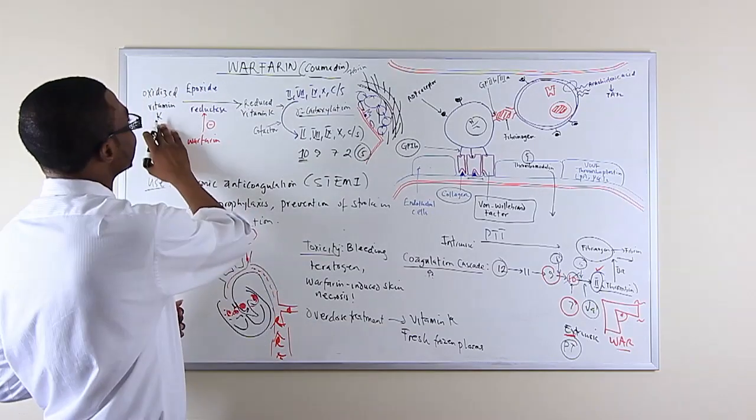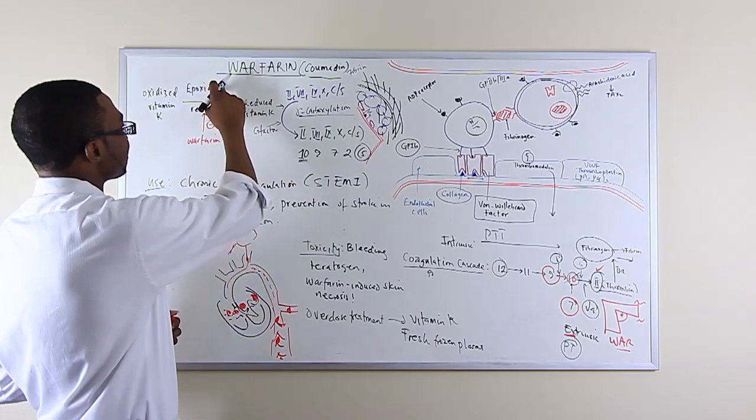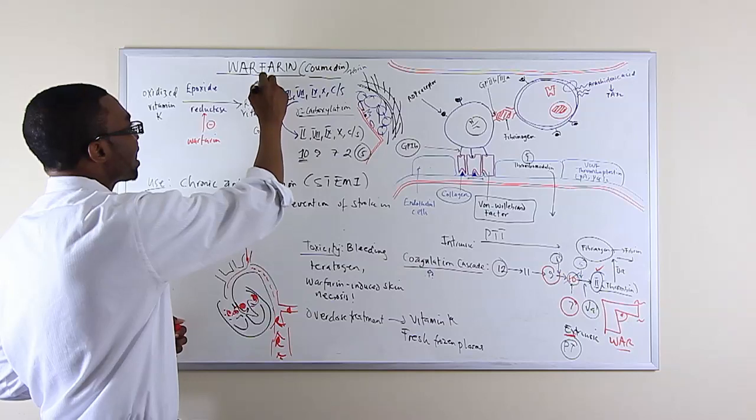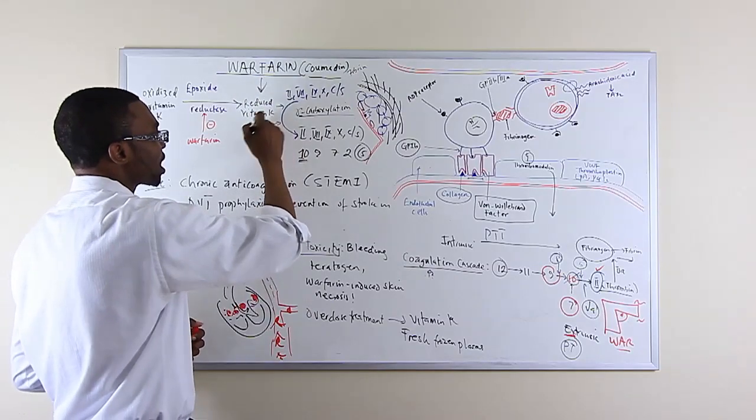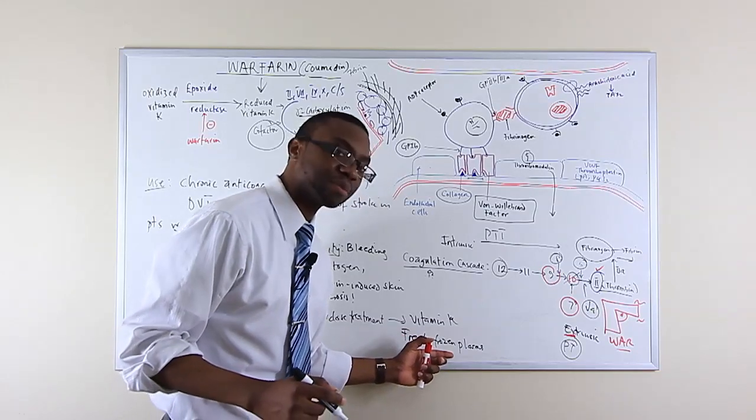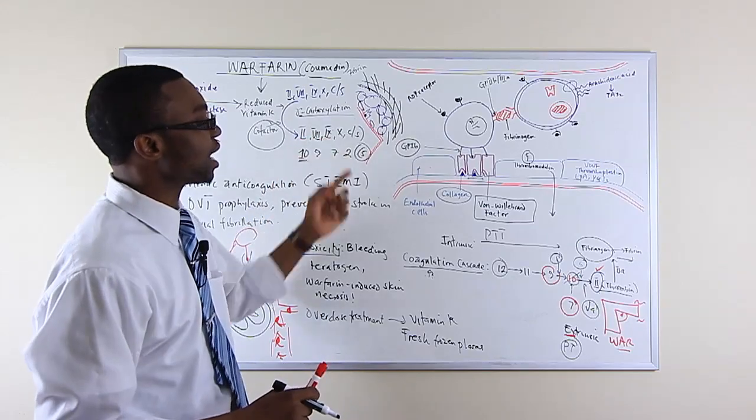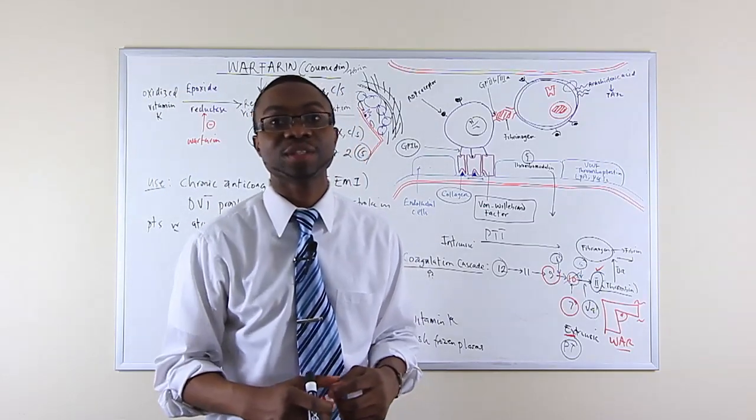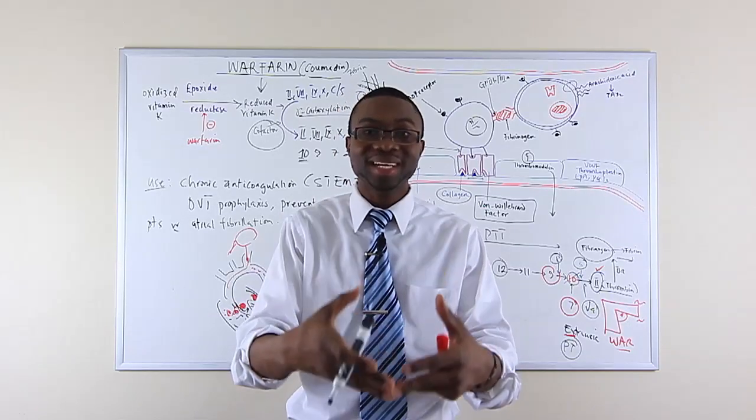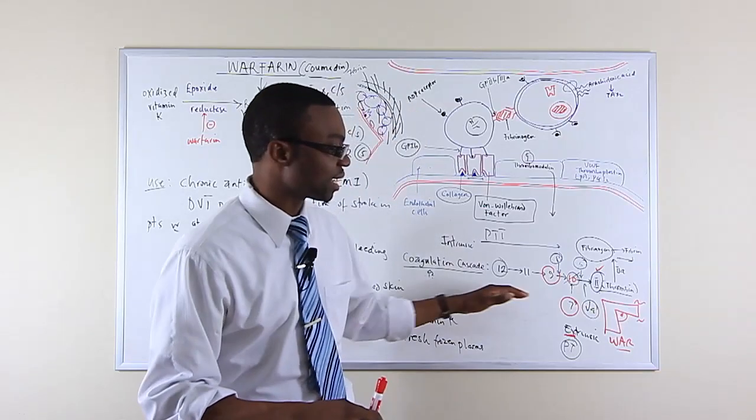Well, if you give them vitamin K, normally it inhibits this epoxide reductase, but if you give them enough vitamin K, you're going to be able to allow it to act as a cofactor. And also you give fresh frozen plasma. Fresh frozen plasma actually contains factor 2, 7, 9, and 10. So you're giving them those coagulation factors that are actually missing in the first place so that you can replace those and the patient can form a clot.